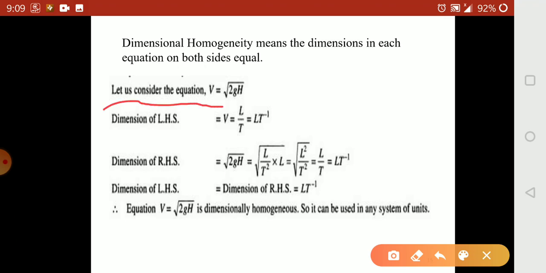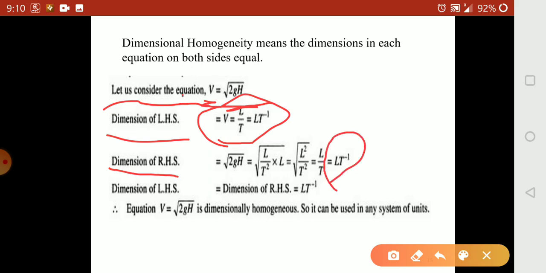See here is an example. Let us consider the equation v is equal to root 2gh. Dimension of the left hand side, v is equal to L upon t, that is LT minus 1. On the right hand side, root 2 into g, gravitational acceleration, and h means the height, that is L upon t square into L, that is L square upon t square, so root gives L upon t, LT minus 1.